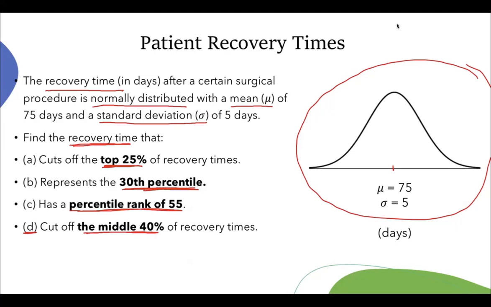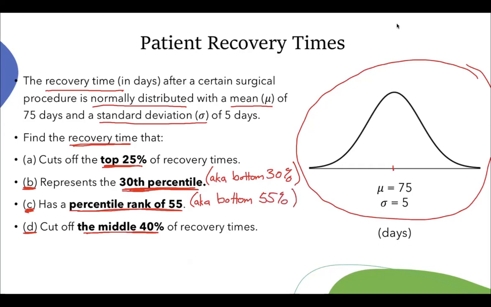Let's take a moment and talk about B and C because they're both using percentile terminology. When we are asked about the 30th percentile, this is also known as the bottom 30%. And C, phrased slightly differently, really still means the same thing, also known as the bottom 55%.